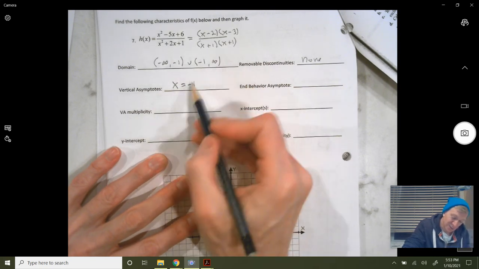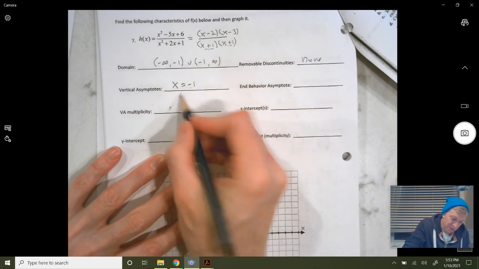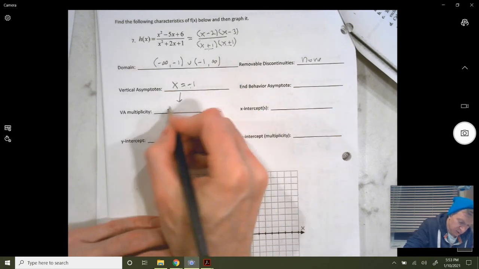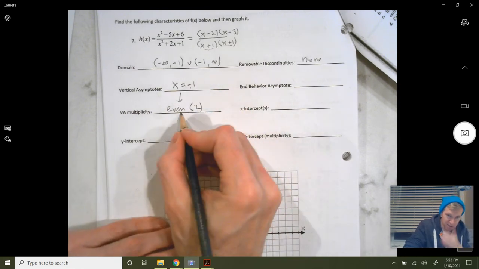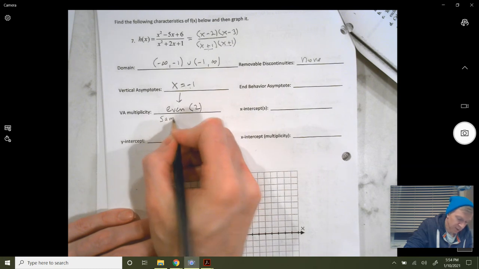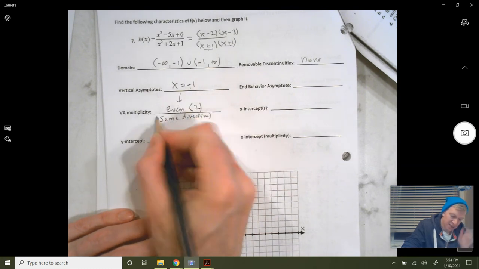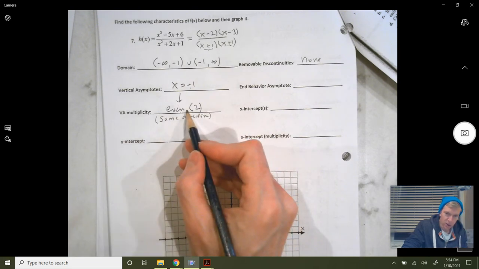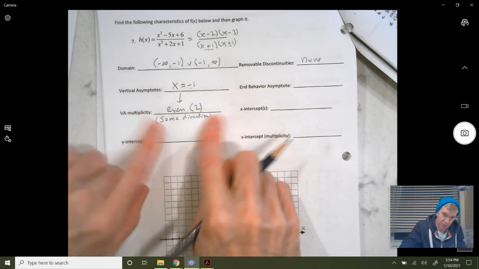Now that x equals -1, you know because of the x plus 1, and that x plus 1 occurs twice. So your multiplicity for that asymptote is 2, which is even. It's 2, which is even. Which, remember, says if it's even, that means same direction. So as your graph approaches that asymptote from the left and the right, it's either going up on both sides or down on both sides.